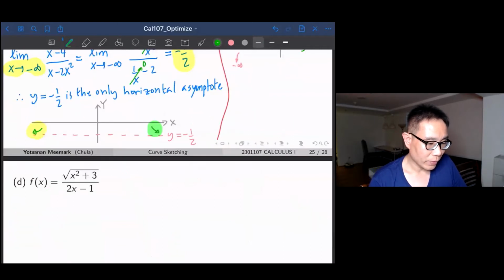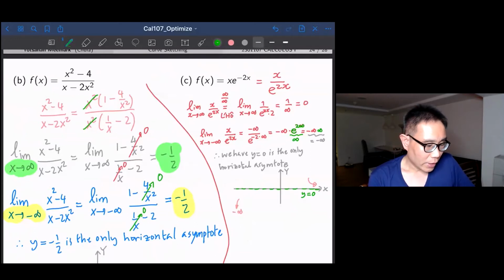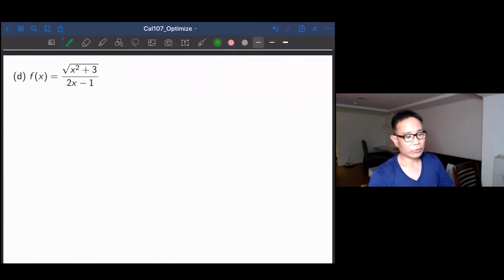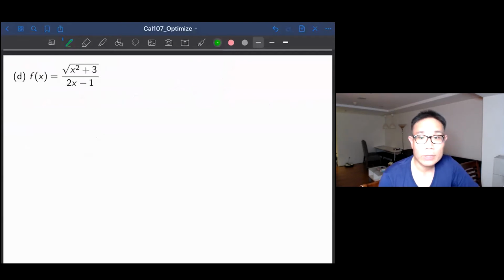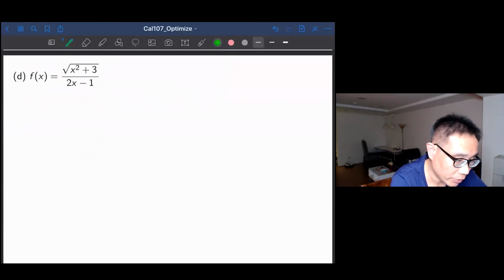The next one, you have f(x) equal to the square root of x squared plus 3 over 2x minus 1. So in this case, you're going to simplify this one a little bit before taking the limit.